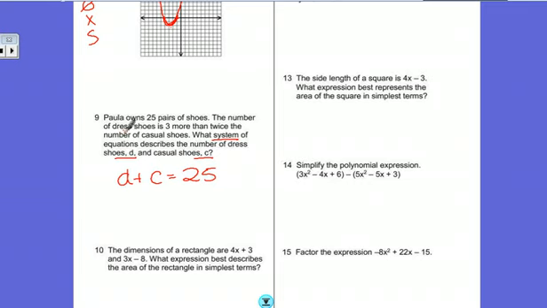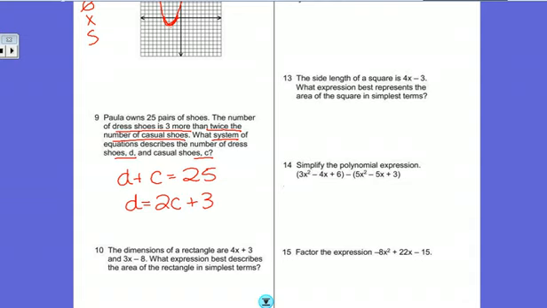And then here it says dress shoes is 3 more than twice the casual. It's always best to deal with the twice stuff first. So twice means times 2. So 2 times the casual, and then 3 more than that, so that's +3. And that's all you have to do on that one. It's not asking you to solve it, it's just asking you to write it.